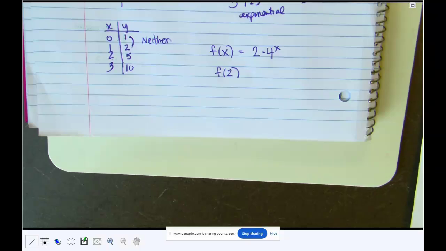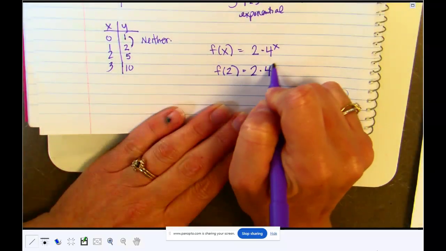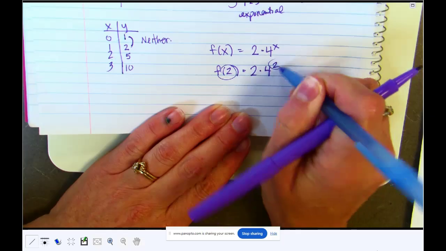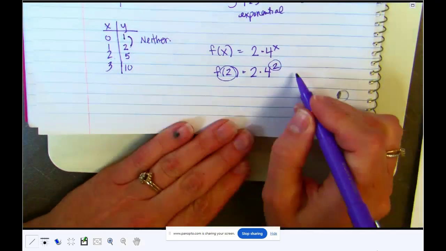Okay, what's f of 2? 32. What do we do when we see that f of 2? What does that want us to do? Plug it in. You put the 2 where the x is, and you just put it in your calculator. So this is 2 times 4 to the 2 power. Put it in your calculator, that's 32.